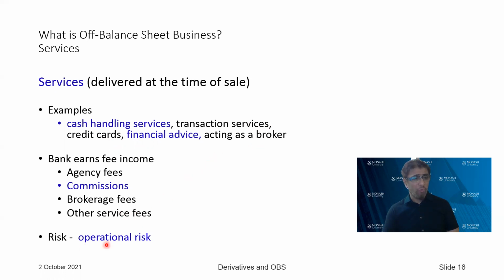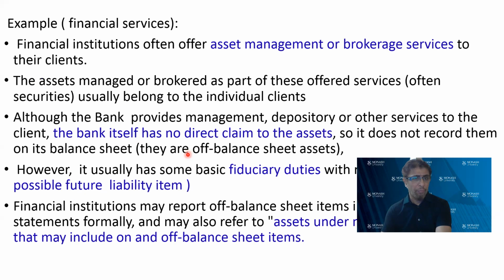Now, all of this can create some type of risk called the operational risk, which means if you don't deliver the service as you are supposed to, or if there is any lack of due diligence in providing those services, the bank will be liable, and then they will be creating a liability, and that liability can be on balance sheet. But when they make the contract, nothing is recorded in the balance sheet or in the books, but recorded as off balance sheet.